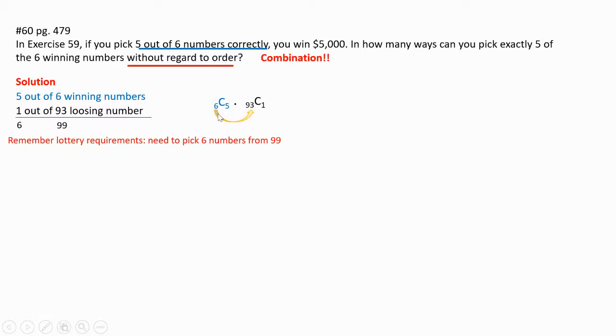If you notice, the n's in the nCr must equal 99 because there are 99 numbers, and the r has to be 6 because you have to choose 6 numbers. So that's how you're going to solve this problem here. 6 combination 5 is equal to 6, times 93 combination 1 is equal to 93. You multiply it out. So that's your answer, guys: 558.